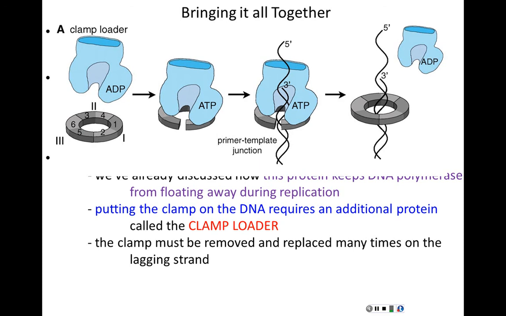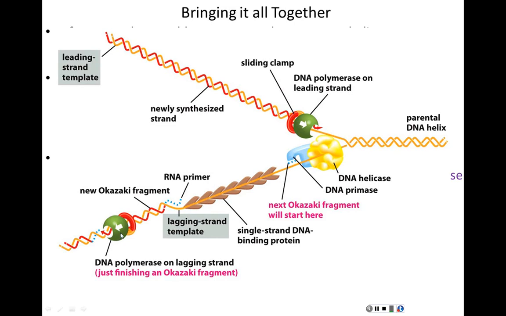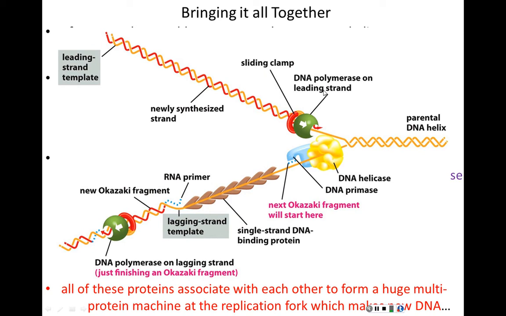So here we see the clamp again, as well as the DNA polymerase itself. This is the replication fork. The replication fork and the replication machinery includes all of these proteins which we have discussed. All of these proteins associate with one another to form a huge multi-protein complex, which exists at the replication fork solely for making new DNA. If you remember in the intro portion of the lecture, I said lots and lots of proteins are needed, each with their own individual responsibilities and tasks which work together to make new DNA.